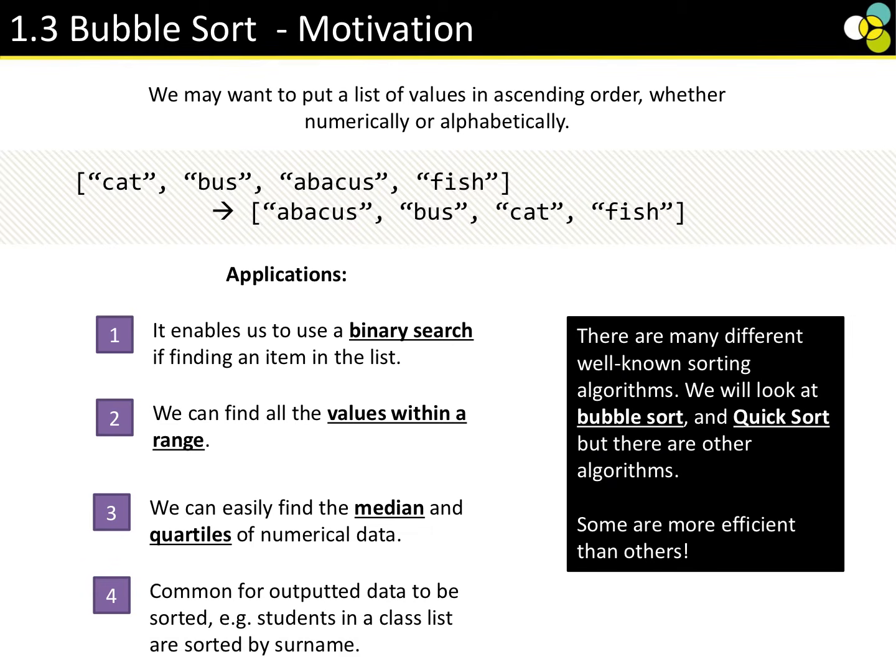Okay, moving on, bubble sort. We're going to use this to put a list of values in either ascending or descending order. This helps us with binary search, finding an item. We can find values within a range. You can find the medians, the quartiles, and it's used to sort people by surname. If you go onto Excel and click sort by last name, in the background, what is it actually doing? Sometimes they do use bubble sort.